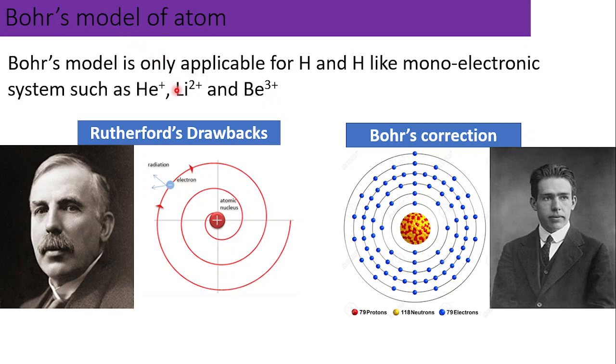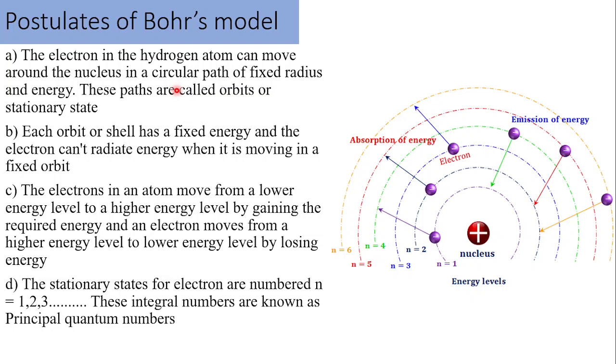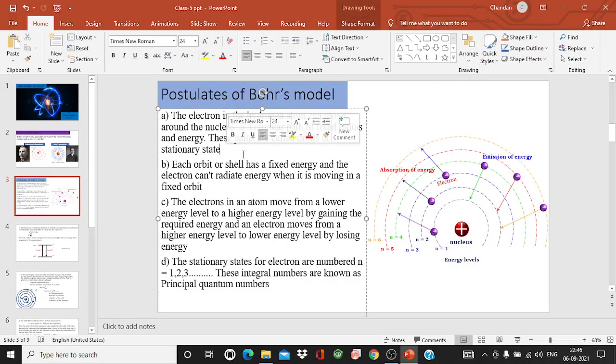Okay, so let us discuss the postulates put forward by Niels Bohr. Postulates of Bohr's model, number 1: the electron in the hydrogen atom can move around the nucleus in a circular path of fixed radius and energy. These paths are called orbits or stationary states. They are also called energy states.